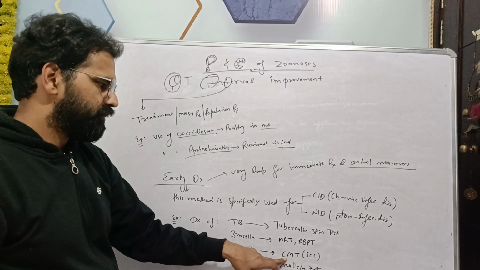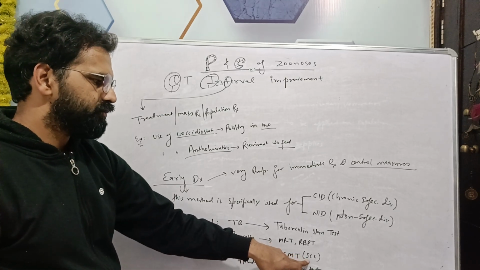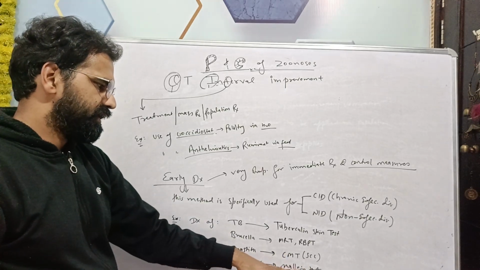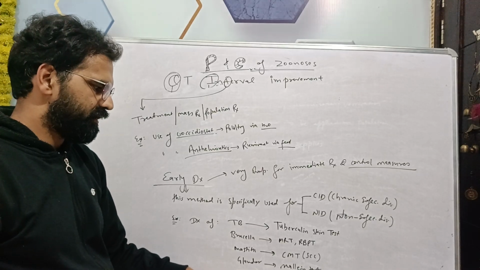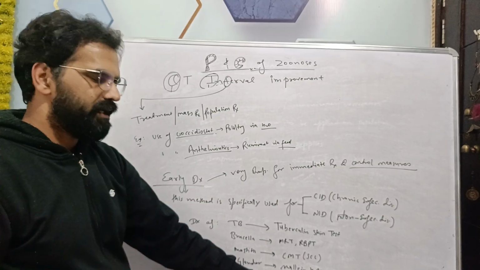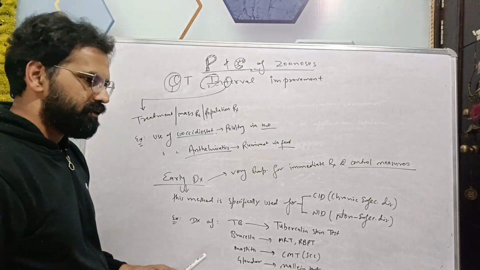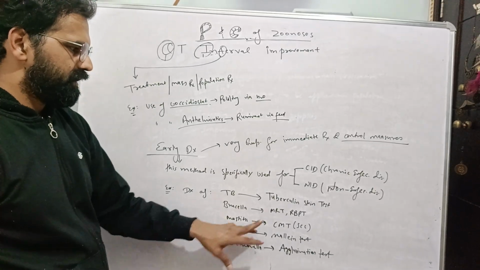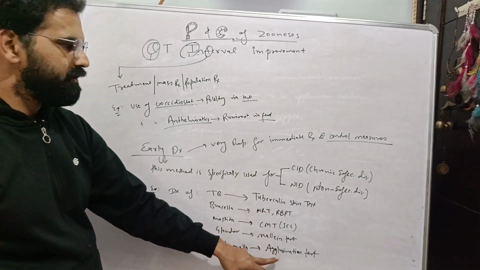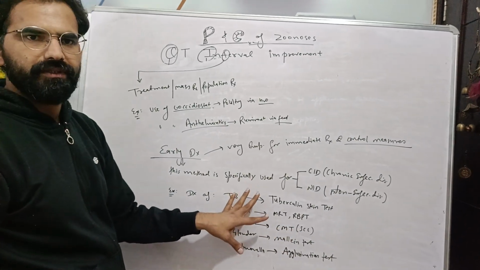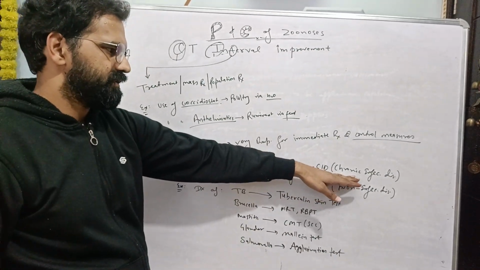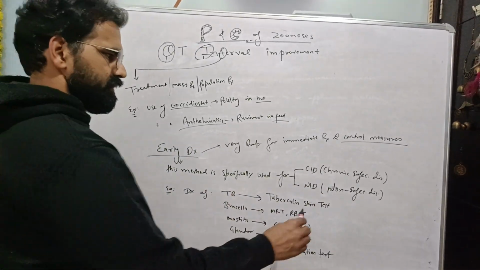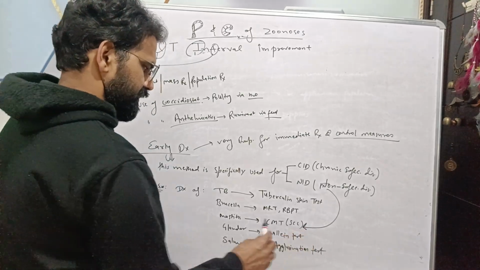Mastitis: the California mastitis test, where somatic cell count is detected. Glanders: the mallein test. And for Salmonella pullorum, the Salmonella agglutination test is used. So these are the diseases and the screening tests for early diagnosis of chronic infectious diseases like tuberculosis and non-infectious diseases like mastitis.